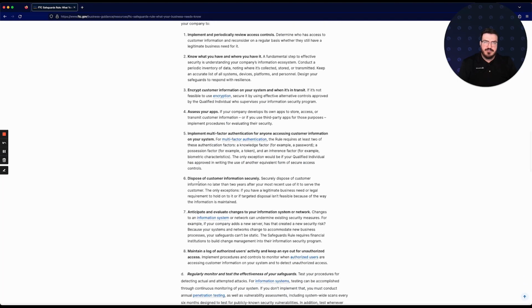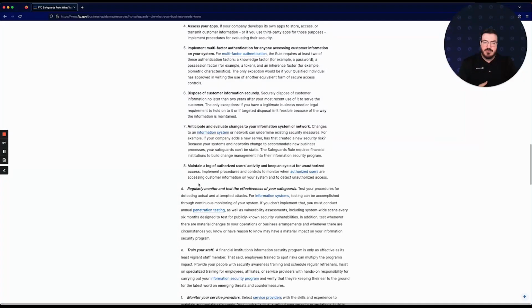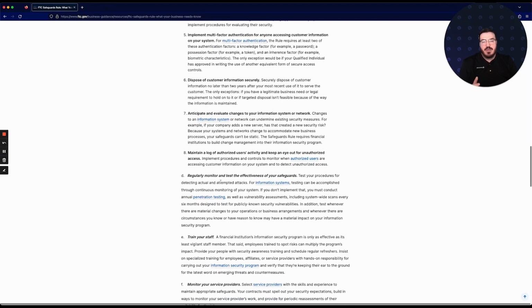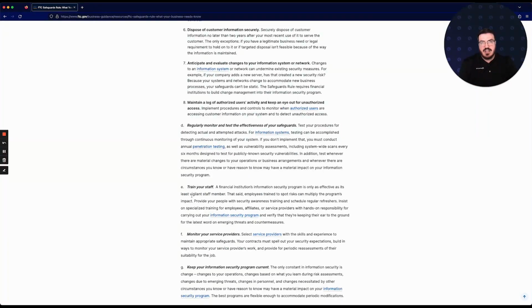Making sure you're disposing of customer information securely. Anticipate and evaluate changes to your IS systems. Really, that's just well-practiced change management. And then maintaining a log of authorized users' activities and making sure that no one is improperly accessing your systems. So they want you to really put some fundamental cybersecurity best practices in place and then ongoing testing of those cybersecurity controls.